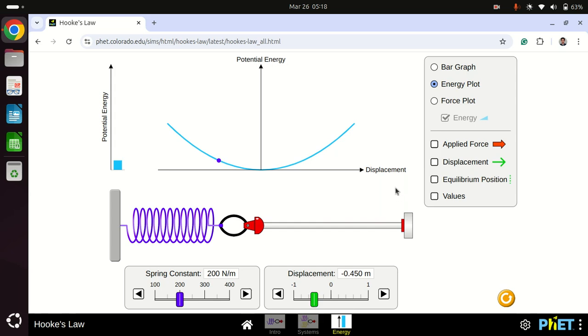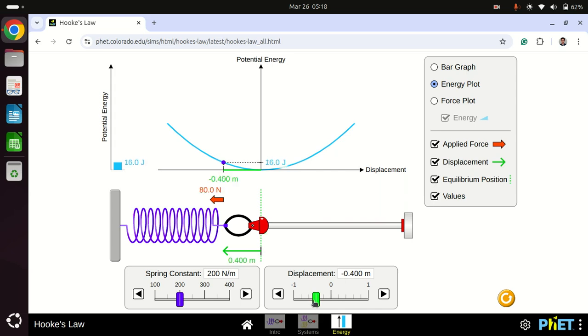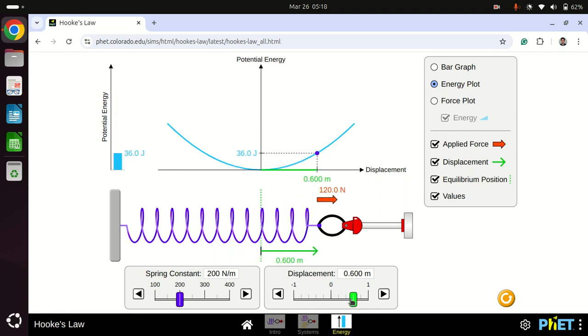Okay, now you can also see the applied force and displacement direction, and what the equilibrium position is, and the values also you can check. Now because it is not oscillating, it is stable, you can see at that particular instant what the value is. When x is this, what the value of potential energy is, you can check from here. So these are all related to the spring mass system in the PhET simulation.